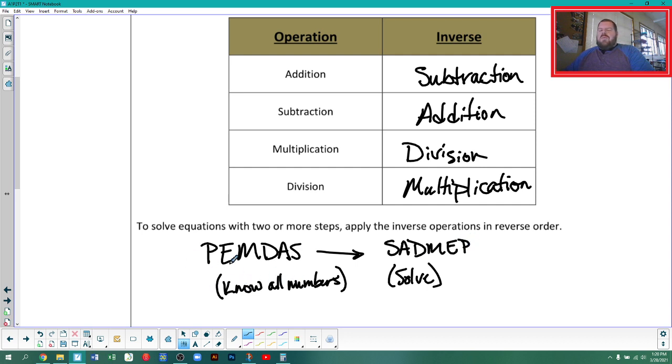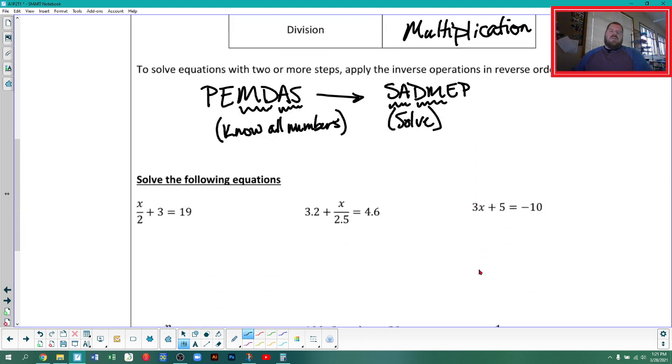Just as when we evaluate, following order of operations, you kind of do multiplication and division at the same time, and you kind of do addition and subtraction at the same time. We're going to follow that same idea: we're going to do subtraction and addition at the same time, and multiplication and division at the same time. Parentheses and exponents will always come last. So let's look at how that's going to work.